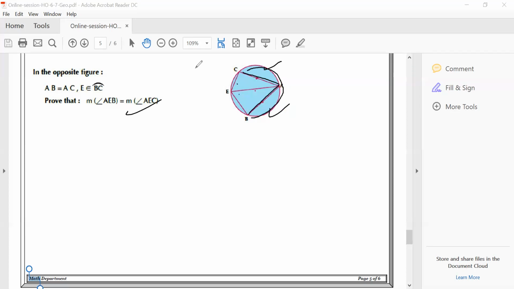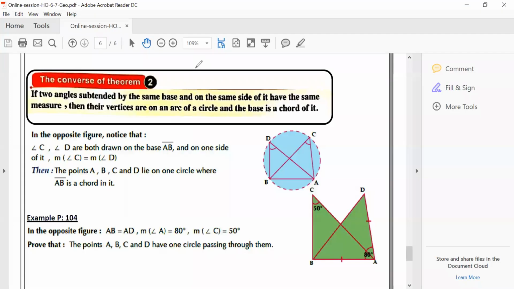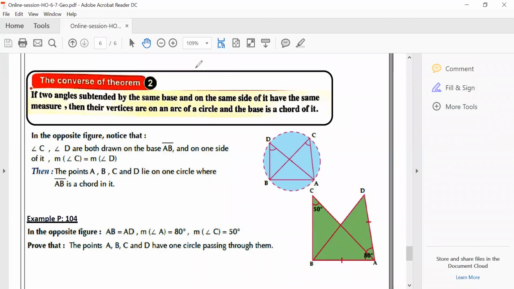Very easy example. The last thing you have today, the converse of the theorem. If I have two angles subtended by the same base and on the same side of it that have the same measure, meaning if I have drawn C and D, and C and D here are equal, and both of them have the same base.